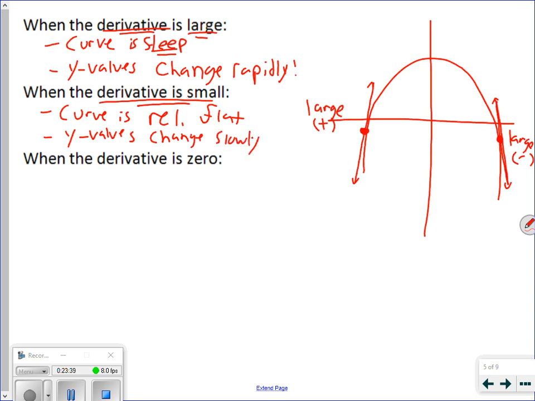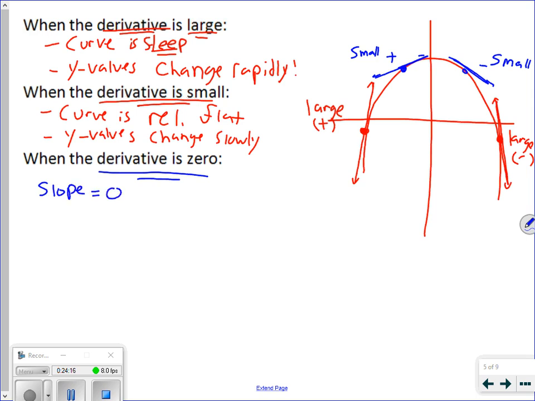So in this graph, that'd be maybe right here. Here is that tangent line. Here is that tangent line. This is a positive value and a negative value, but they're small, or less steep, slopes. Okay. And then what about when the derivative is equal to 0? What does that tell me about the tangent line? Is it steep? No. If the derivative is 0, that means my slope is equal to 0.